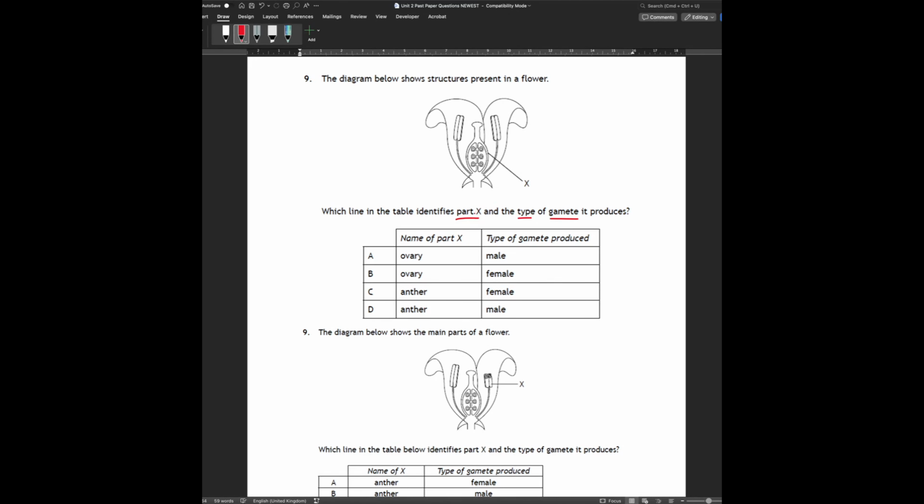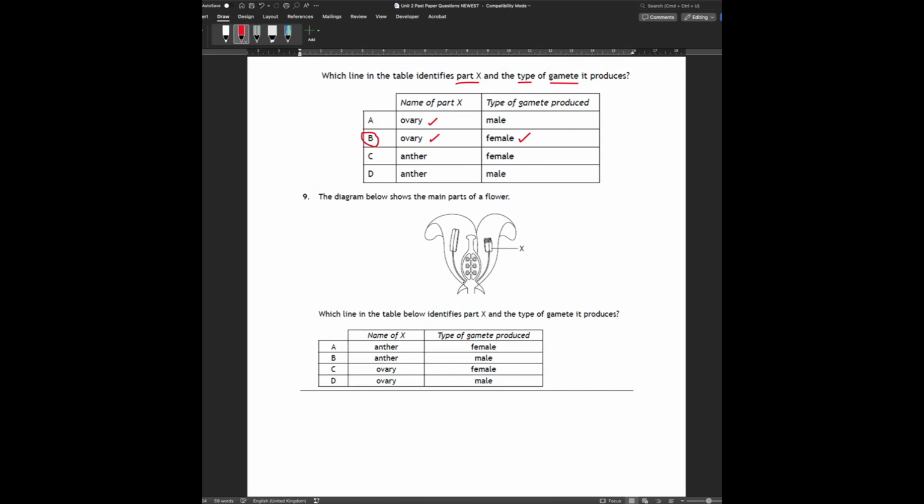So let's have a look at part X. X is pointing to the center part here of the plant. That's the female part of the plant, and that is known as the ovary. The anther, the other options in C and D, is this structure up here, but X is pointing to this one here, so that's going to be the ovary. The type of gamete that's produced, well, we've said it's the female part of the plant, so it's going to produce the female gamete, which is the ovule. So that's going to be B for that one.